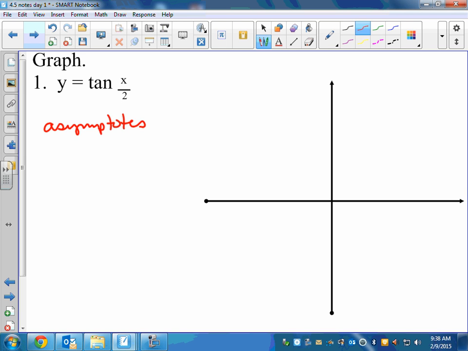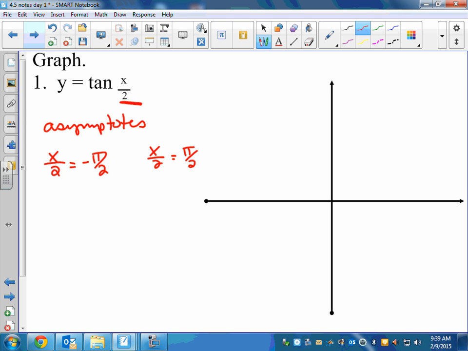But the way that I said to do it, take whatever's here, which is x over 2, and set it equal to those normal two asymptotes, which is negative pi halves and pi halves. And when you solve those equations, you are going to get your first two consecutive asymptotes, and then they're all going to be equally spaced from there. Because basically, this is changing the period, which is changing your asymptotes.